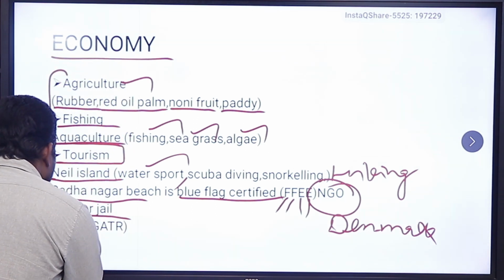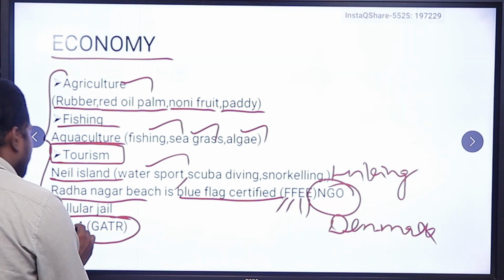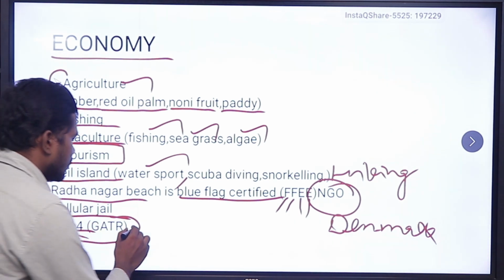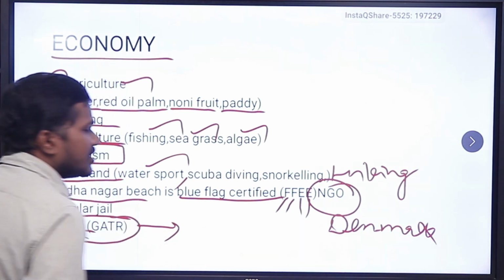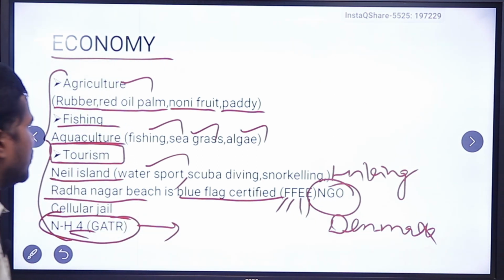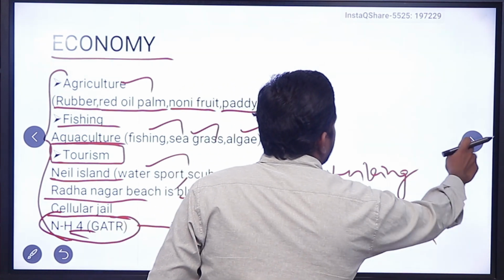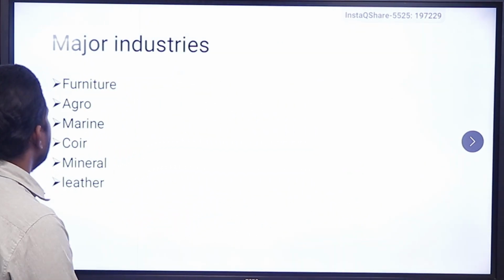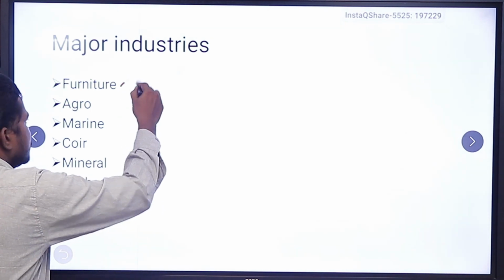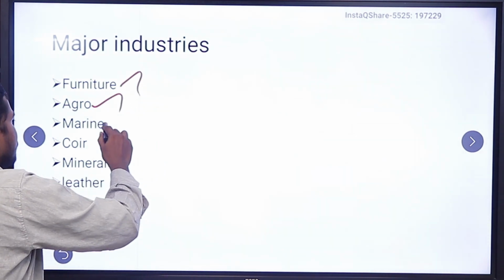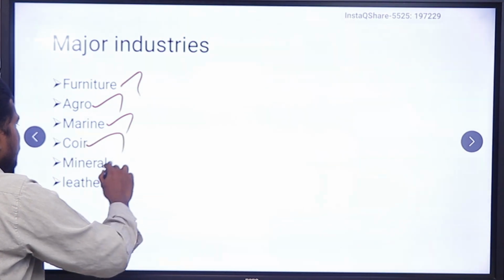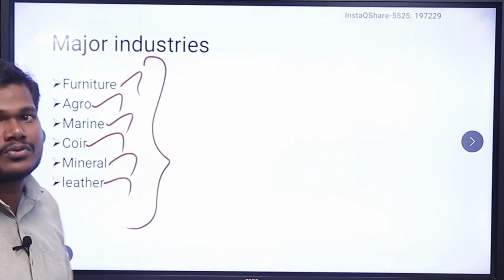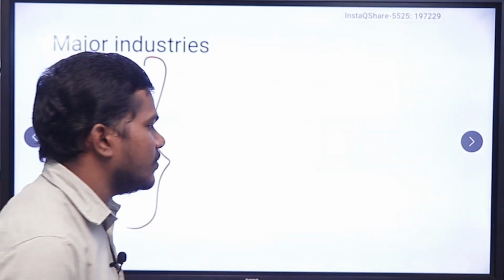For economic unification, National Highway 4, also called the Great Andaman Trunk Road, contributes to the economic unification of the Andaman Islands. These are the major industries in Andaman Nicobar: furniture based, agro based, marine based, coir and mineral leather. These are the important major industries which contribute to the economy of Andaman Nicobar.